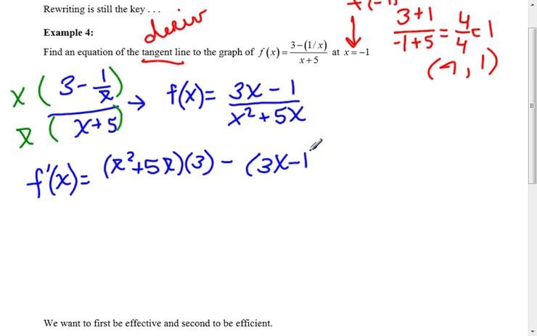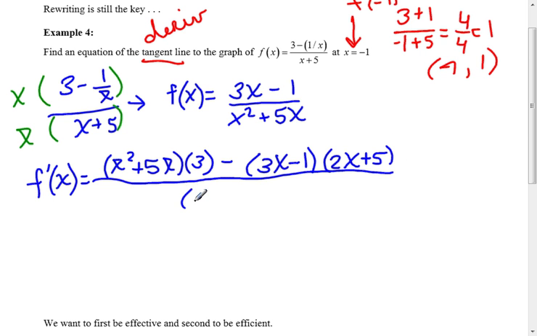Alright, ho, d-high, minus high d-ho. So the derivative of the bottom now, because we're really good at the product rule, is 2x plus 5. All over ho-ho. Alright. So, there's our derivative function.